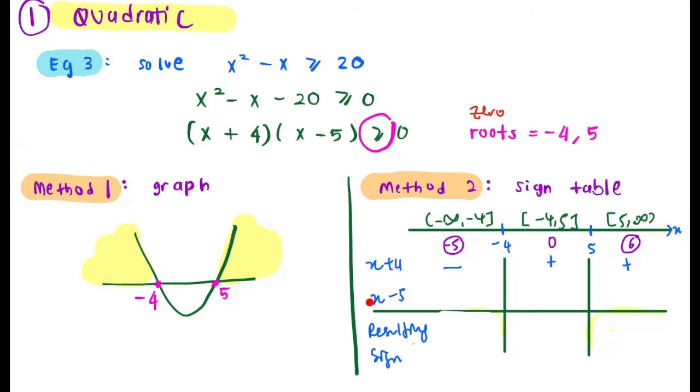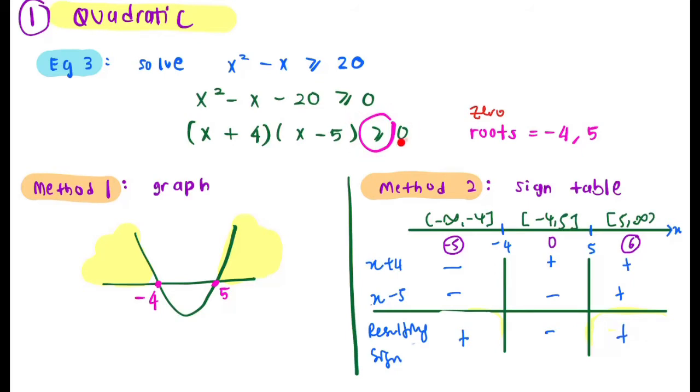Let's do it now for x minus 5. When x is minus 5, this interval will give you minus. When x is 0, this interval will give you minus. And when x is 6, this will give you plus. Now, let's look at the resulting sign. Negative times a negative, this will be positive. Positive times negative, the resulting sign here is negative. And for positive multiplied by positive, the resulting sign will give you positive.